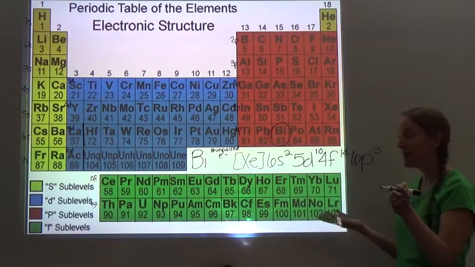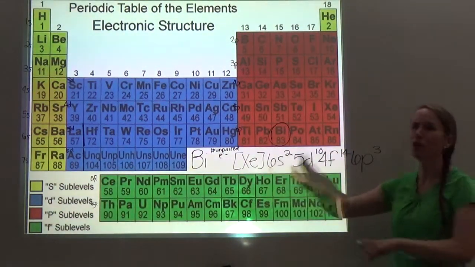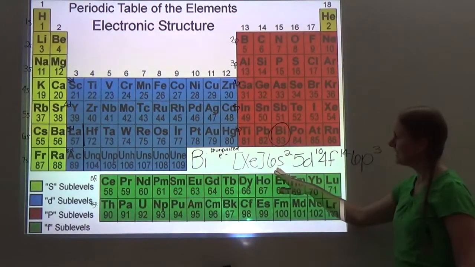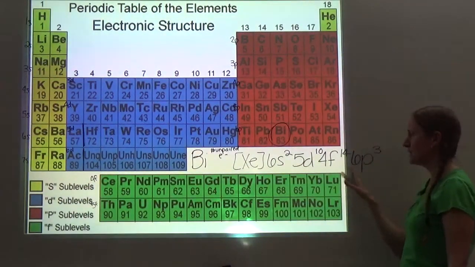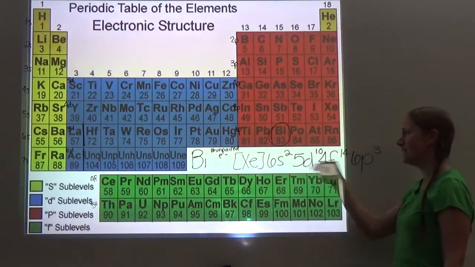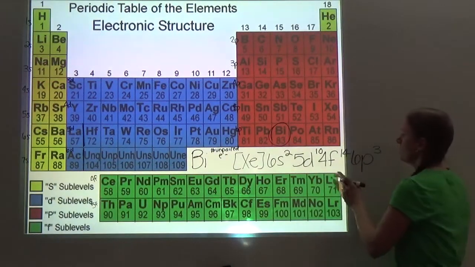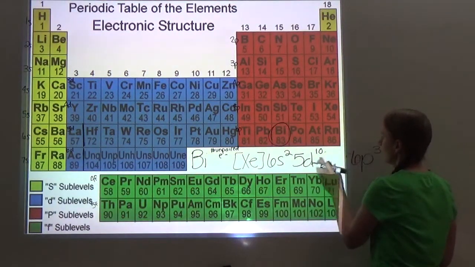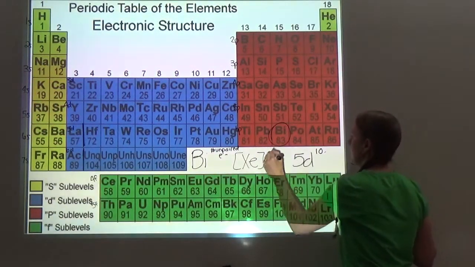However, what's wrong with my answer? I didn't rearrange it yet. Okay, so when you get near the bottom, they're all out of order. So we got 6s2, 5d10, 4f14, and 6p3. So I need to move my 4f first, then my 5d, then my 6s, and then my 6p. Okay, so let me go ahead and do that real quick. So 4f14 and 6s2 need to swap places.